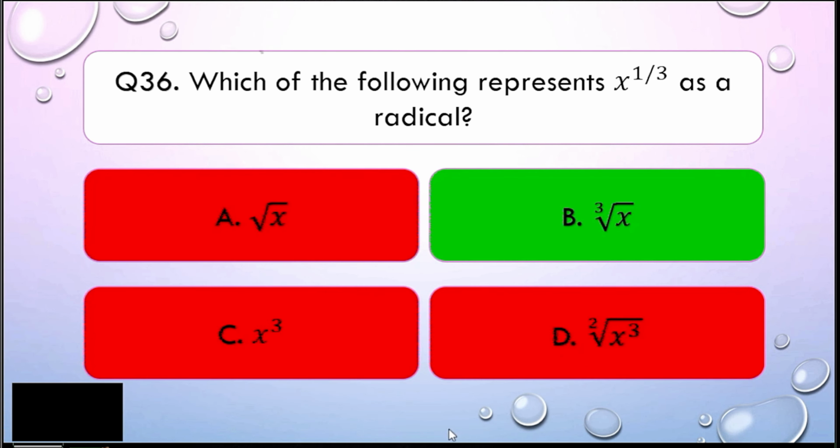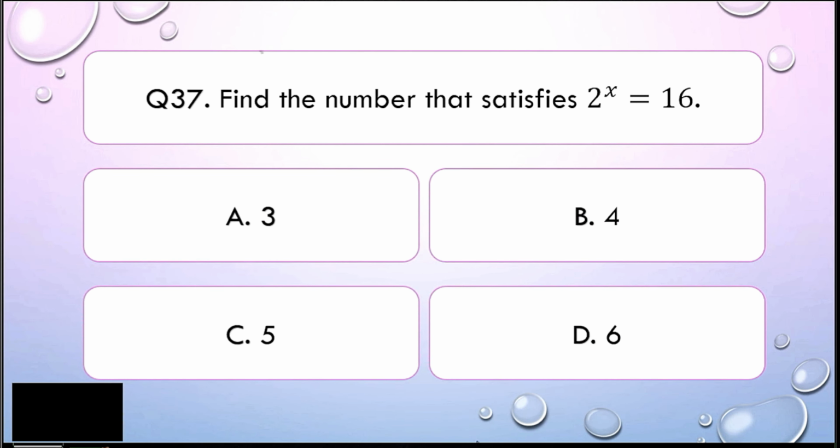All right. Now let us go to question number 37. Find the number that satisfies 2 to the power of x is equal to 16. Okay, is it A, 3, B, 4, C, 5, or D, 6? I'll give you 5 seconds to think about your answer.